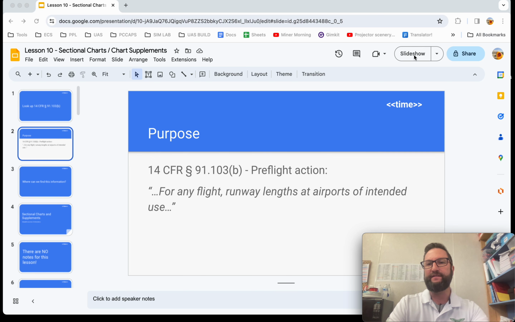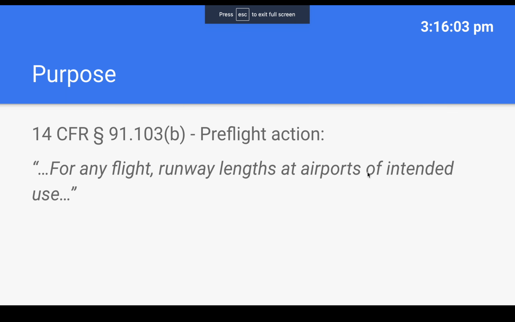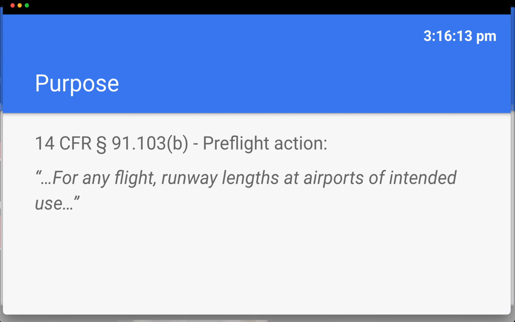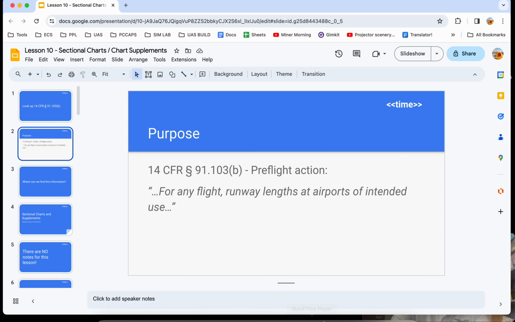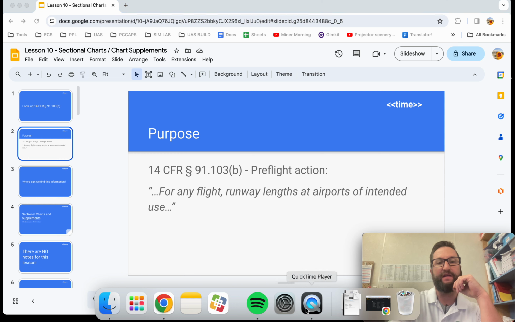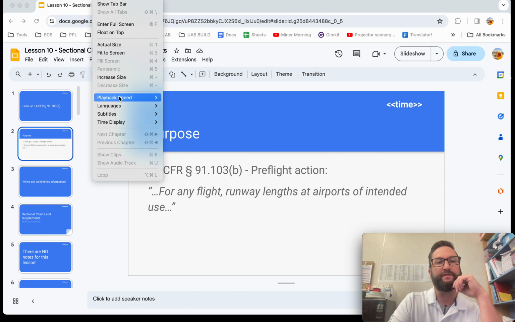Alrighty, here we are with lesson 10. When we're flying, we should always remember that we have these responsibilities as pilot in command, pre-flight action, and that's you've got to know a lot of things about your flight. And one of the things you have to know, for any flight, is the runway lengths and airports of intended use. You have to know those things.